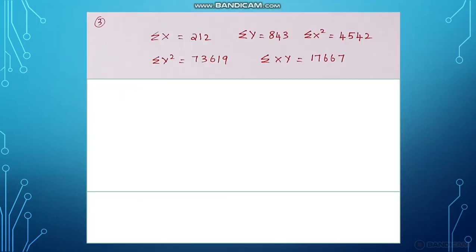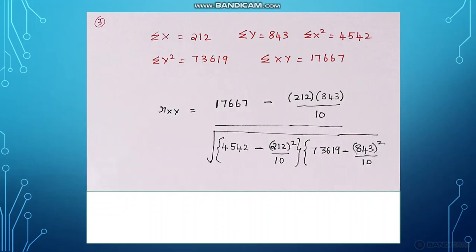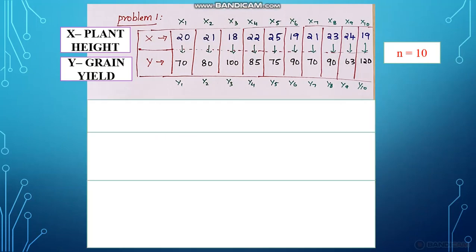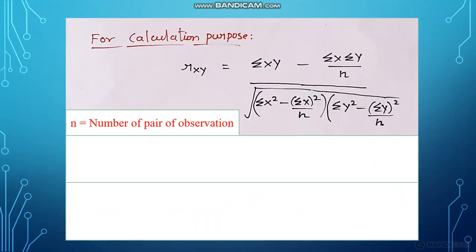Next you substitute these values here. Summation of x is equal to 212 and summation of y is equal to 843, summation of x squared is equal to 4542, summation of y squared is equal to 73619, and summation of xy is equal to 17667. After that you substitute these values in the formula. I already told you the formula, and for calculation purposes we will use this formula.